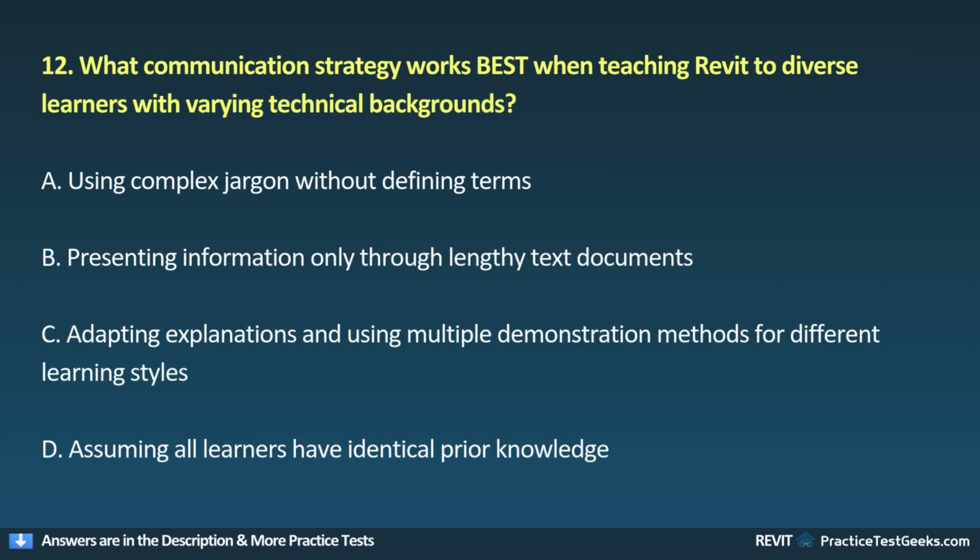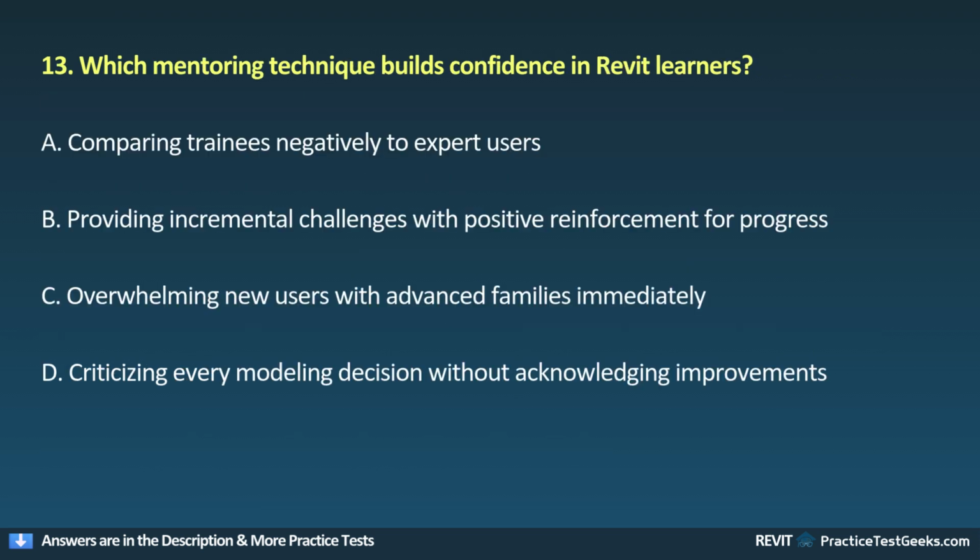12. What communication strategy works best when teaching Revit to diverse learners with varying technical backgrounds? A. Using complex jargon without defining terms. B. Presenting information only through lengthy text documents. C. Adapting explanations and using multiple demonstration methods for different learning styles. D. Assuming all learners have identical prior knowledge.